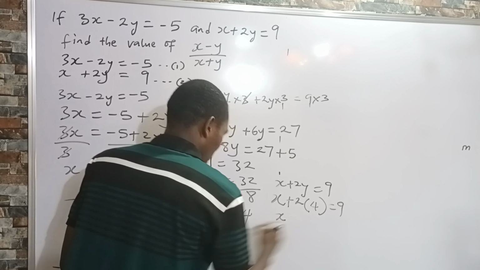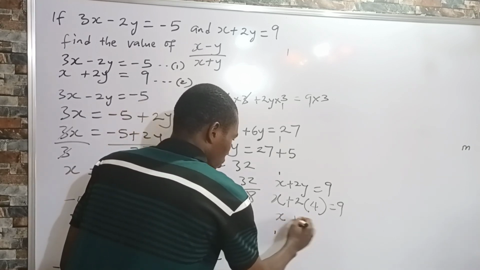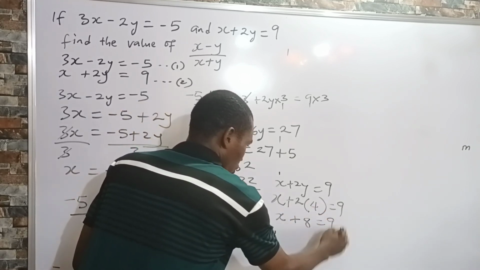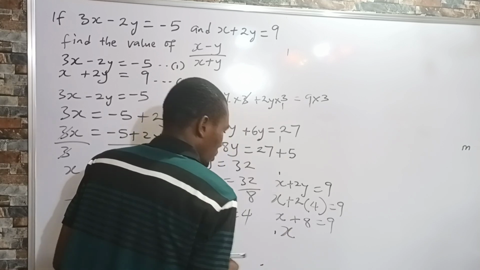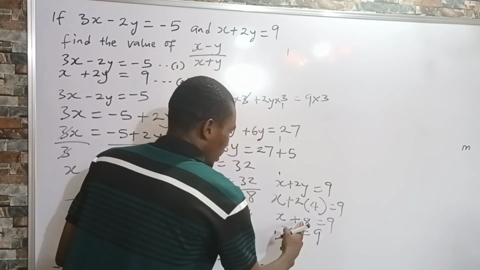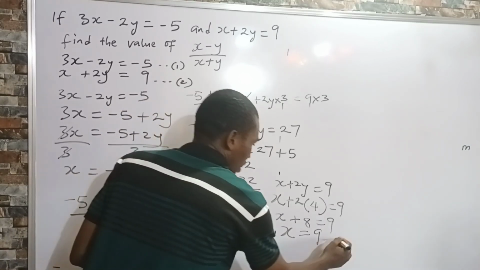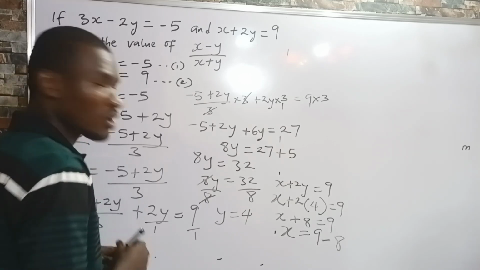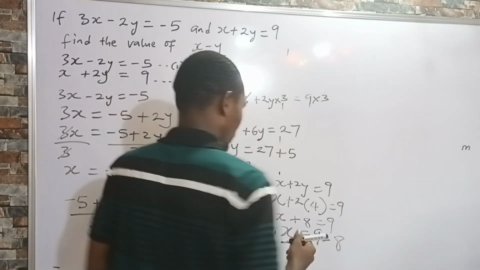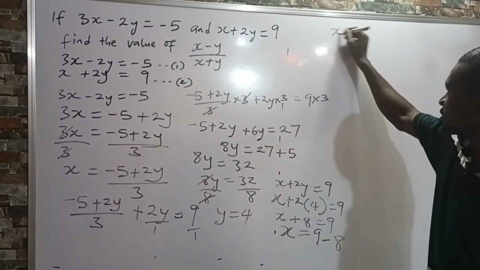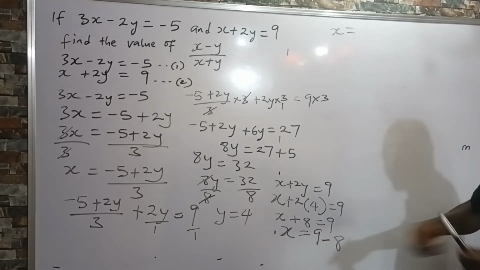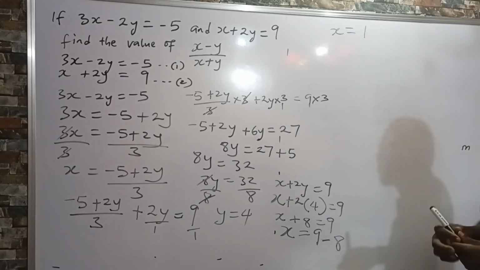Opening up, I have x plus 2 times 4, which gives us 8, and that is equal to 9. If I make x the subject, I have x is equal to 9, and if I subtract 8 from both sides, I have minus 8. Solving further, our x is now equal to 9 minus 8, which gives us 1. But we are not through with the question.